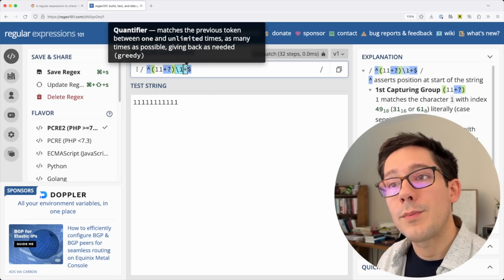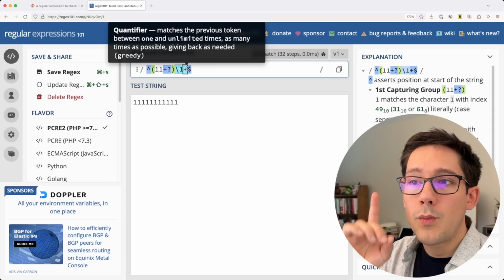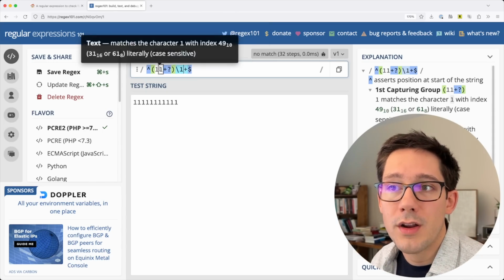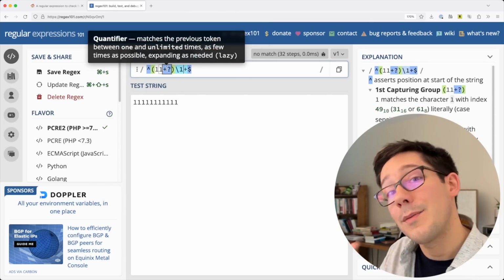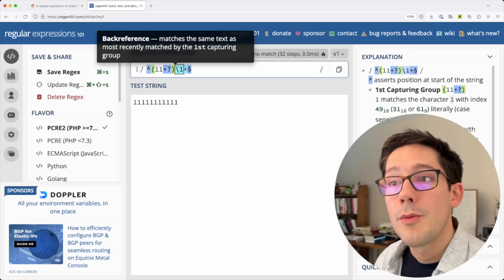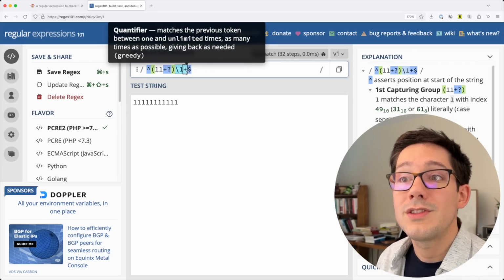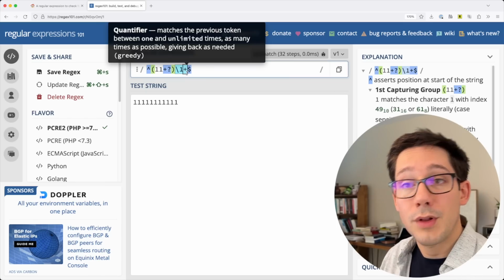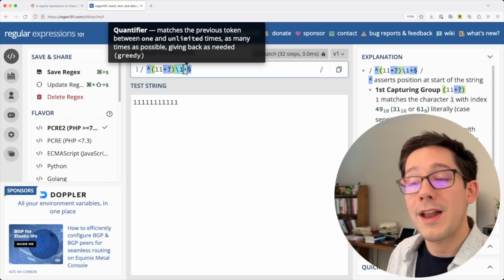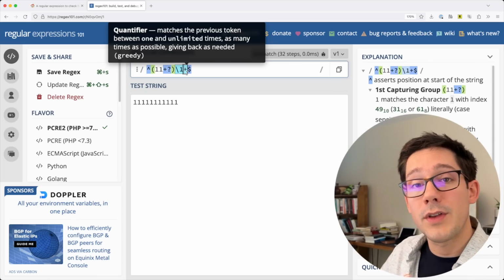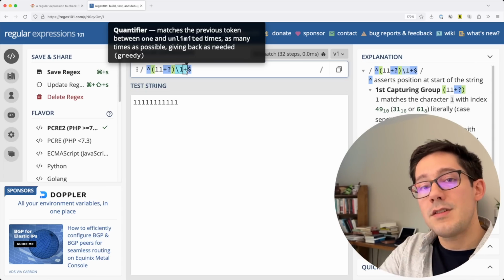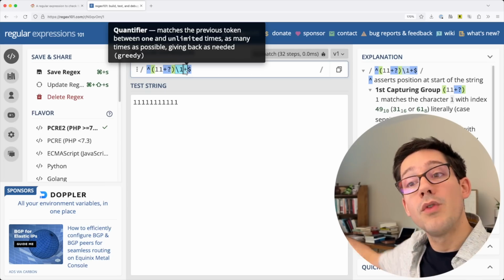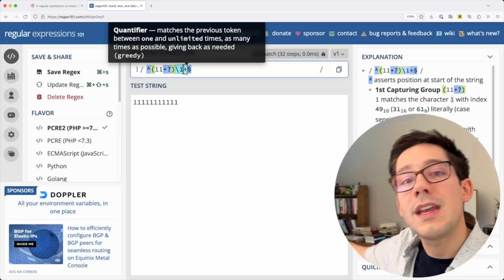And then we have a plus here. And plus means between one and unlimited times, as many times as possible. So plus question mark, notice in parentheses here, it says lazy. It's going to match as few characters as possible. Plus with no question mark is greedy. It's going to match as many characters as possible. Otherwise, plus and plus question mark are pretty much the same, right? They're both matching between one and unlimited number of characters. Just one is going to be lazy and only match as few as possible until its match is satisfied. And the other will be greedy and say, I'm going to try and take as many characters as possible.